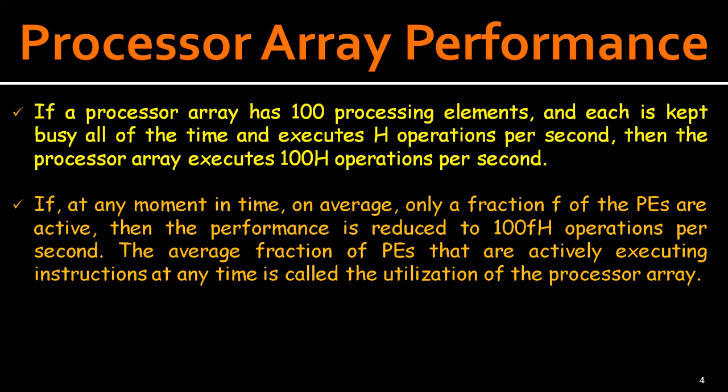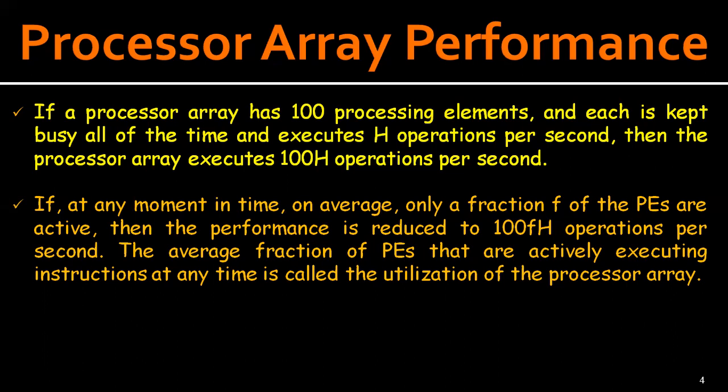Several factors influence this utilization. One is whether or not the number of data elements to be processed is a multiple of the number of PEs. If it is not, then at some point some PEs will be idle while others are active.